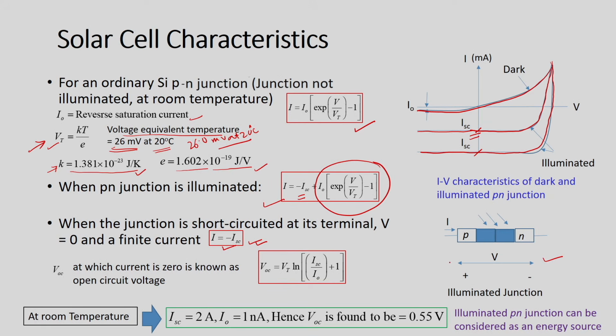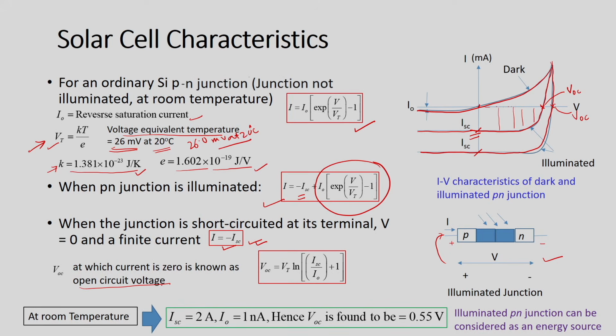Now, if we provide a voltage source to this p-n junction, with the positive side connected to the p side and the negative to the n type, what will happen? The voltage will start rising from 0, and finally at a certain voltage the current will be 0. These voltages are known as VOC for light source 1 and VOC for light source 2. This VOC at which the current is 0 is known as the open circuit voltage.